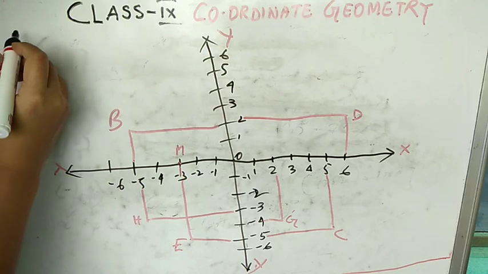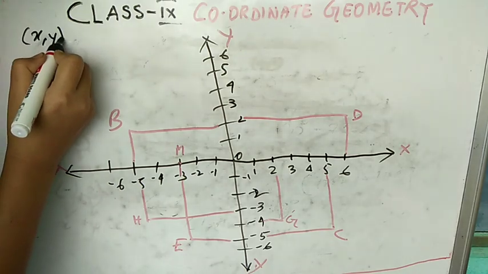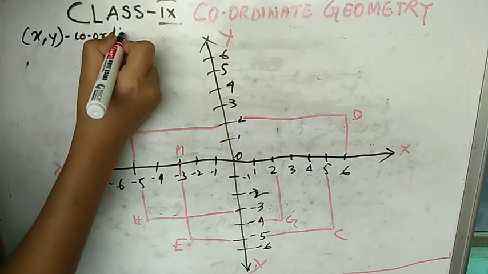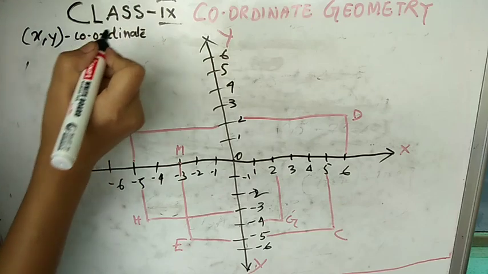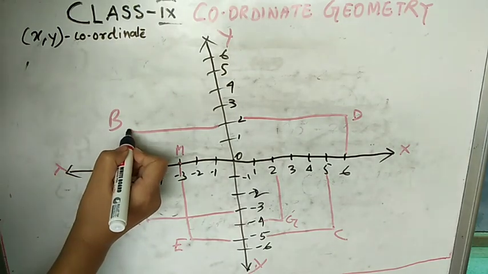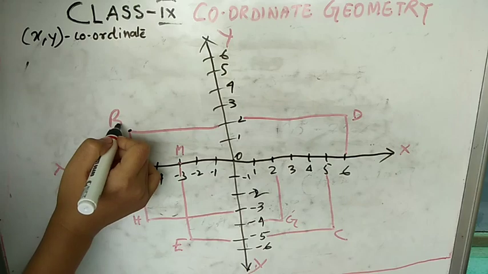Now let us solve question number 2 of exercise 3.2. Here I am writing the standard form of representing coordinate numbers. So your question number 2 of exercise 3.2 says, see figure 3.14 and write the following. Number 1, the coordinates of B.